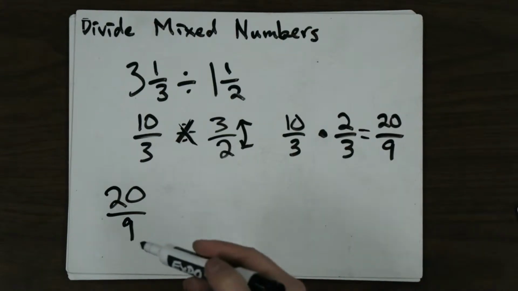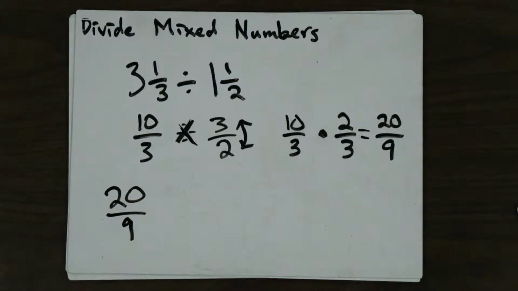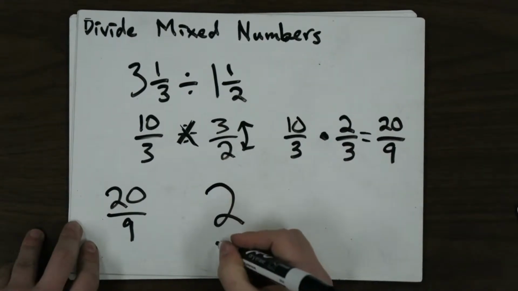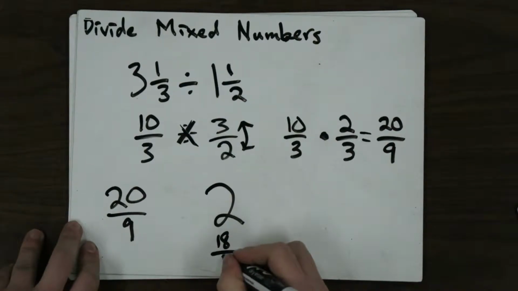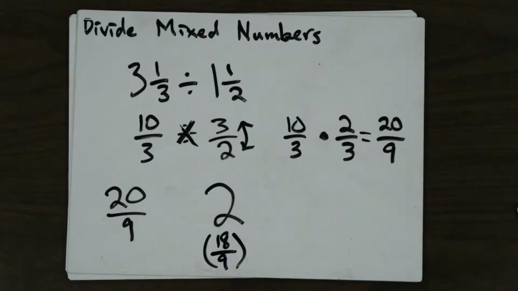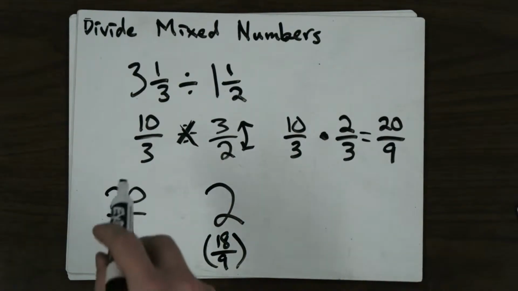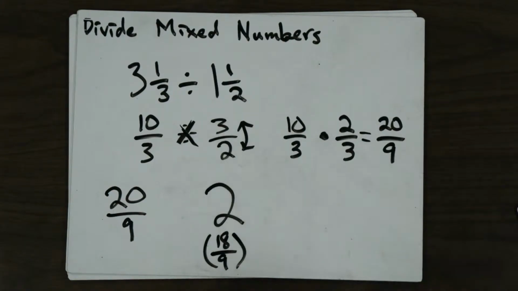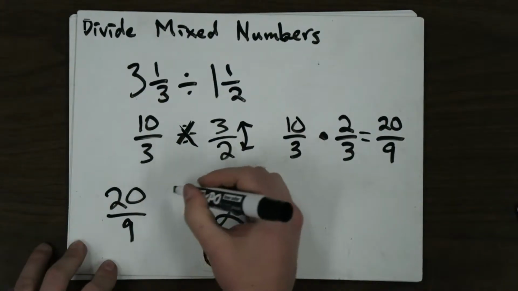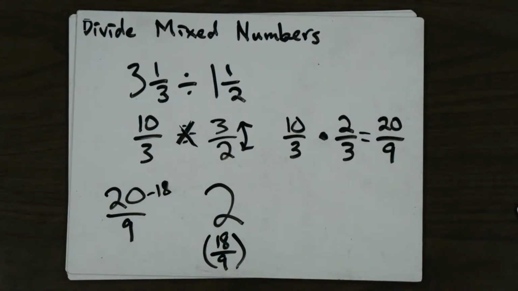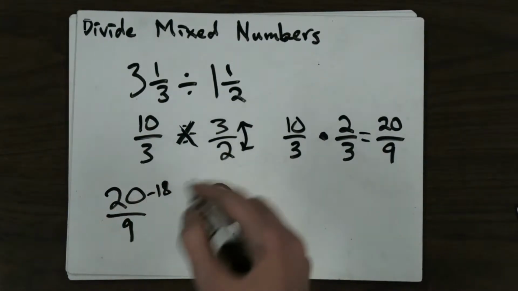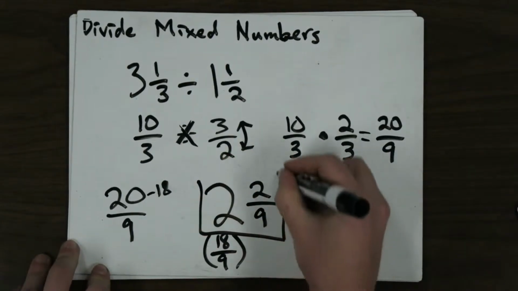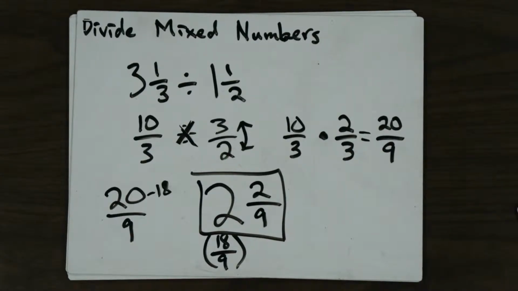I have to think about how many times 9 will go into 20 whole times. Well, 9 will go into 20 2 whole times, and that's the same thing as 18/9, right? Because 9 times 2 is 18. So I'm taking 18 of these 20/9, borrowing them and turning them into the whole number, just 2. Well, if I'm borrowing 18 of them, I gotta subtract them away from the 20 that I started with. And 20 minus 18 is 2, and the denominator stays the same. There's my final answer, 2 2/9.